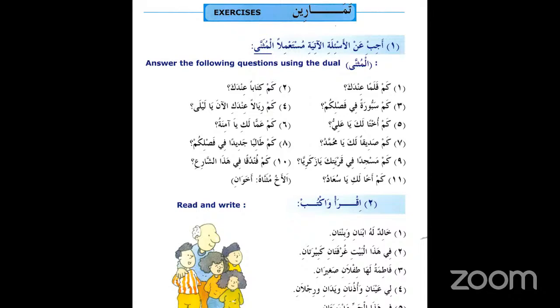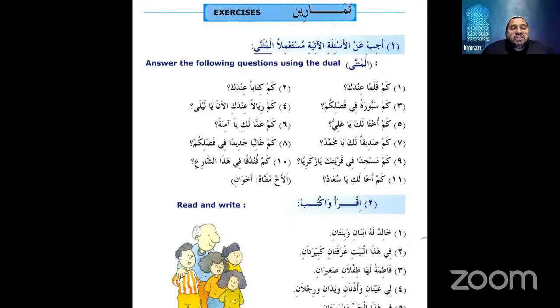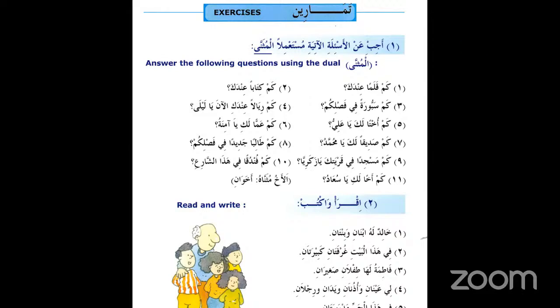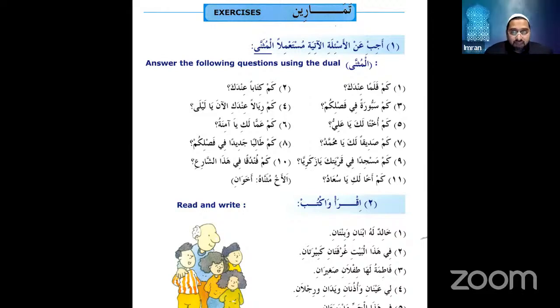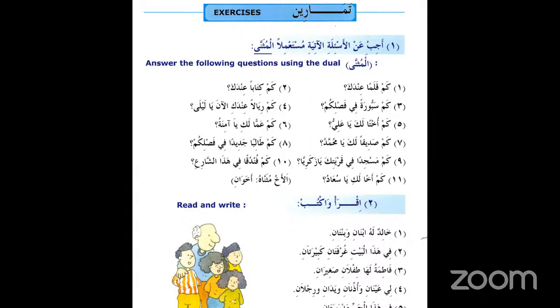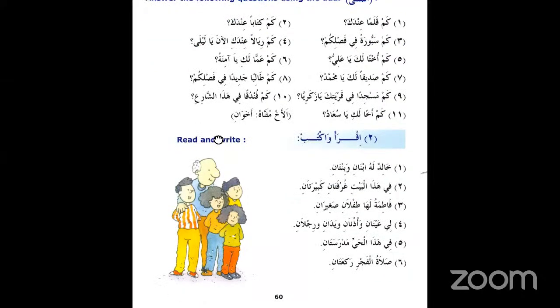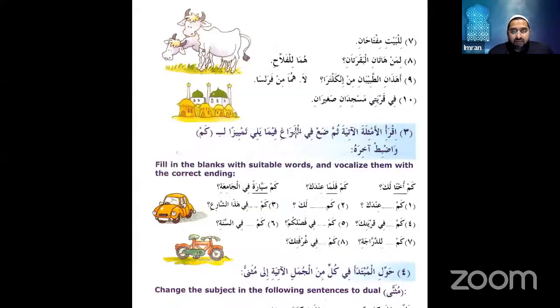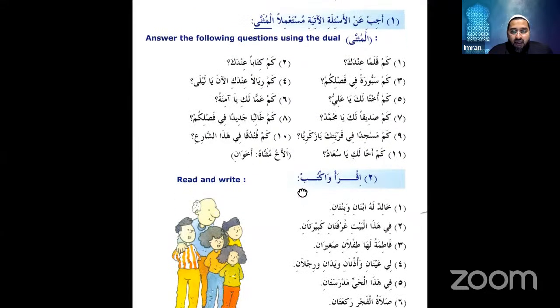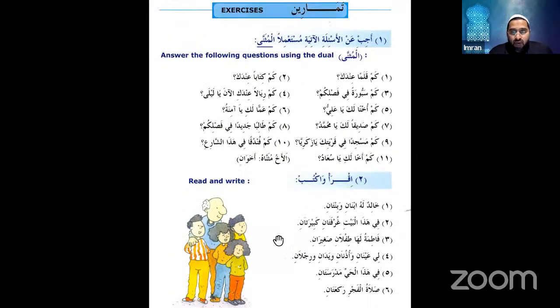في هذا الشارع فندقان. The word shari' means street. In this street, so on the street there are 2 hotels. Fundukani, correct. كم أخًا لك يا سعاد؟ How many brothers do you have, Suad? لي أخوان. I have 2 brothers. Correct. Excellent. Now let's move on.